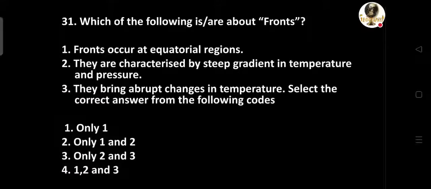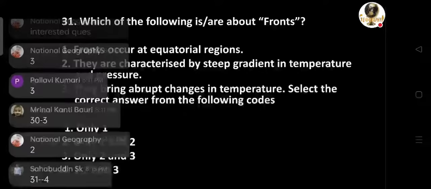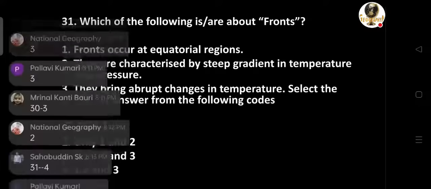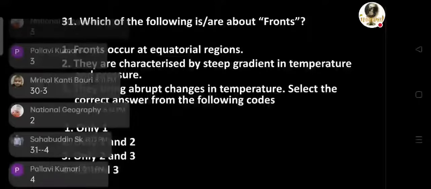When two different air masses meet, the boundary zone between them is called a front, and the process of formation of a front is known as frontogenesis. Fronts occur in the middle latitudes and are characterized by a steep gradient in temperature and pressure. They bring about a change in temperature and cause the air to rise, forming clouds and causing precipitation.